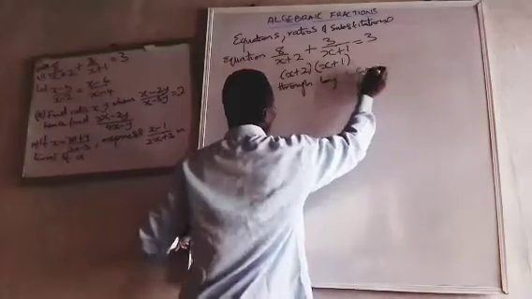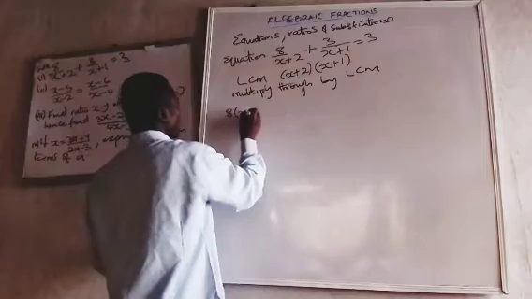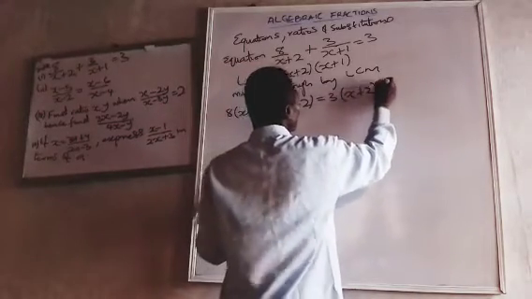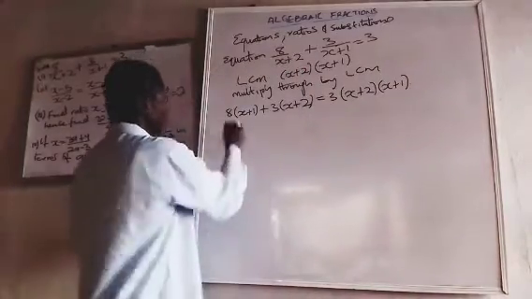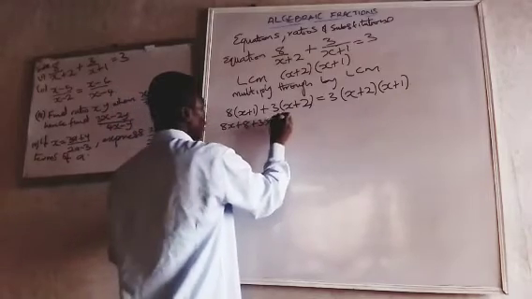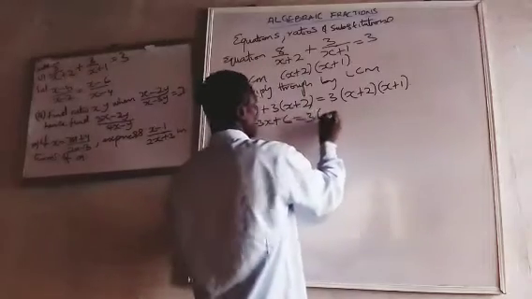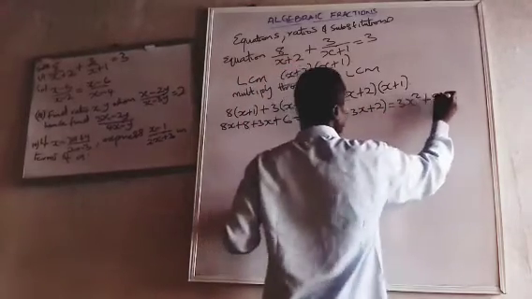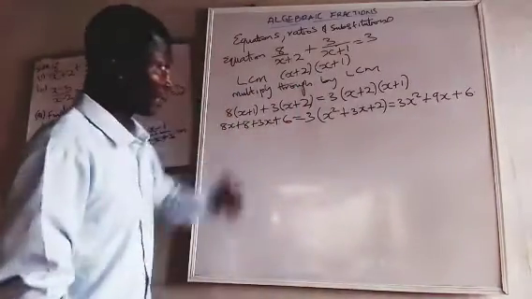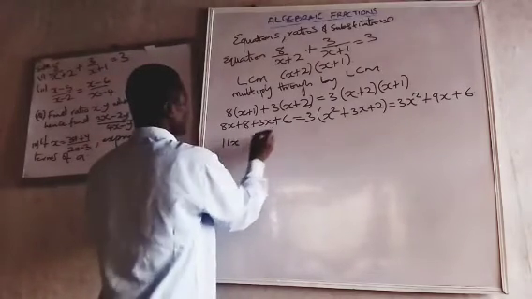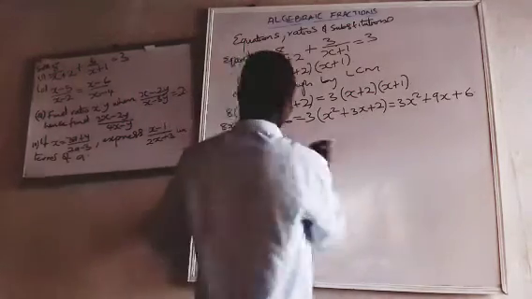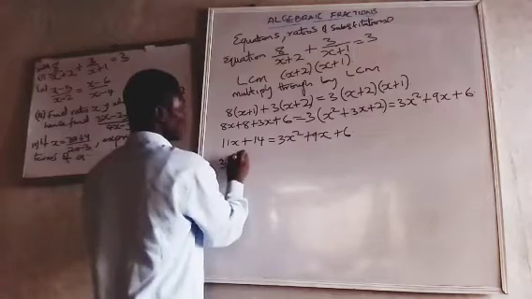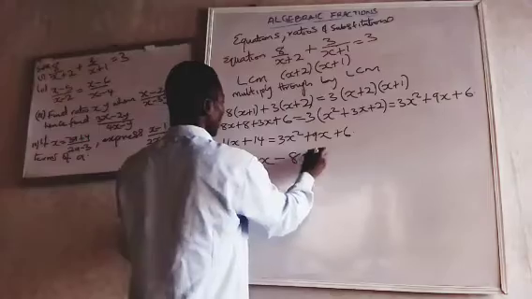That's going to give me 8 into x plus 1 plus 3 into x plus 2. You know, this is the LCM. Is equal to 3 into x plus 2 into x plus 1. Simple. Then, this is going to give us 8x plus 8 plus 3x plus 6. Let me expand the right side: 3 into x squared plus 3x plus 2, which is 3x squared plus 9x plus 6. Then, let's work it out. 11x plus 14 is equal to 3x squared plus 9x plus 6. Let's bring all this here. So we are going to have 3x squared minus 2x minus 8 equals 0.